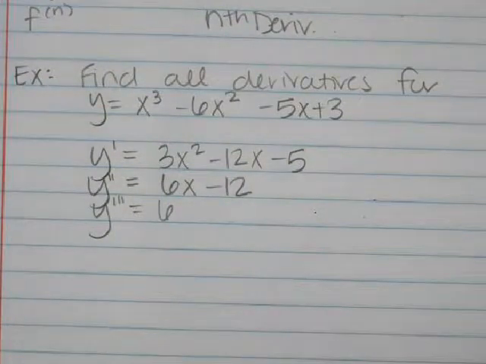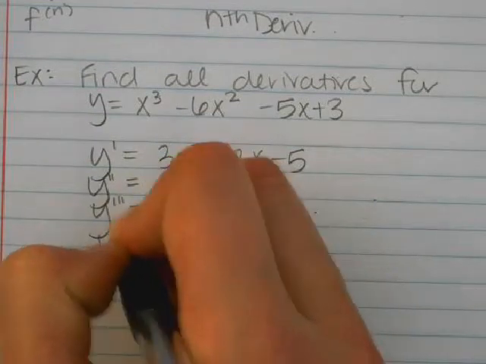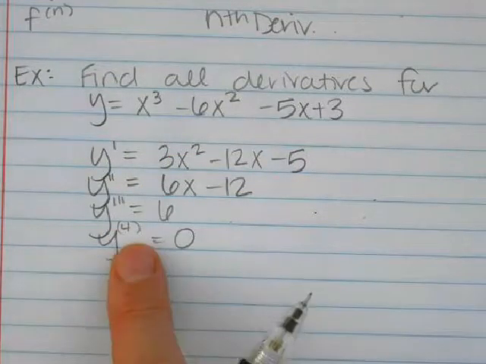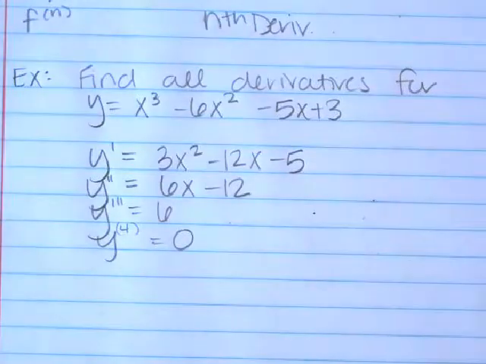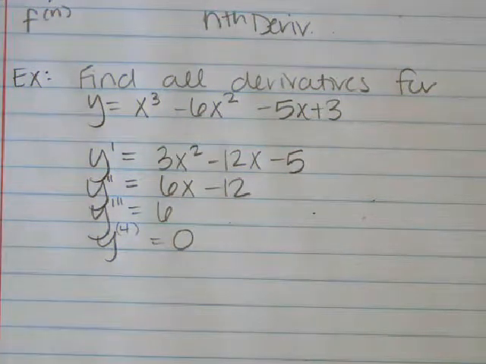Are we done? We got one more. Fourth derivative is 0. Notice I put parentheses around the 4 because I'm making sure this is not an exponent we're talking about. This is a derivative we're talking about. At that point, you're done. Hey. No more. I like these problems.